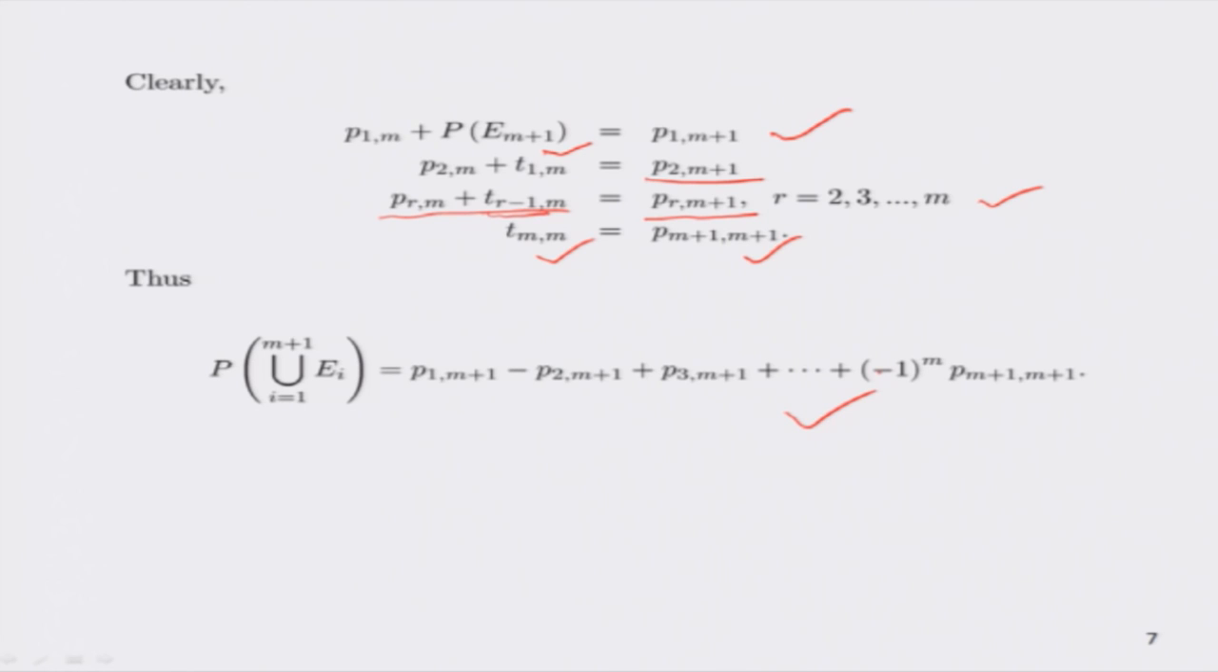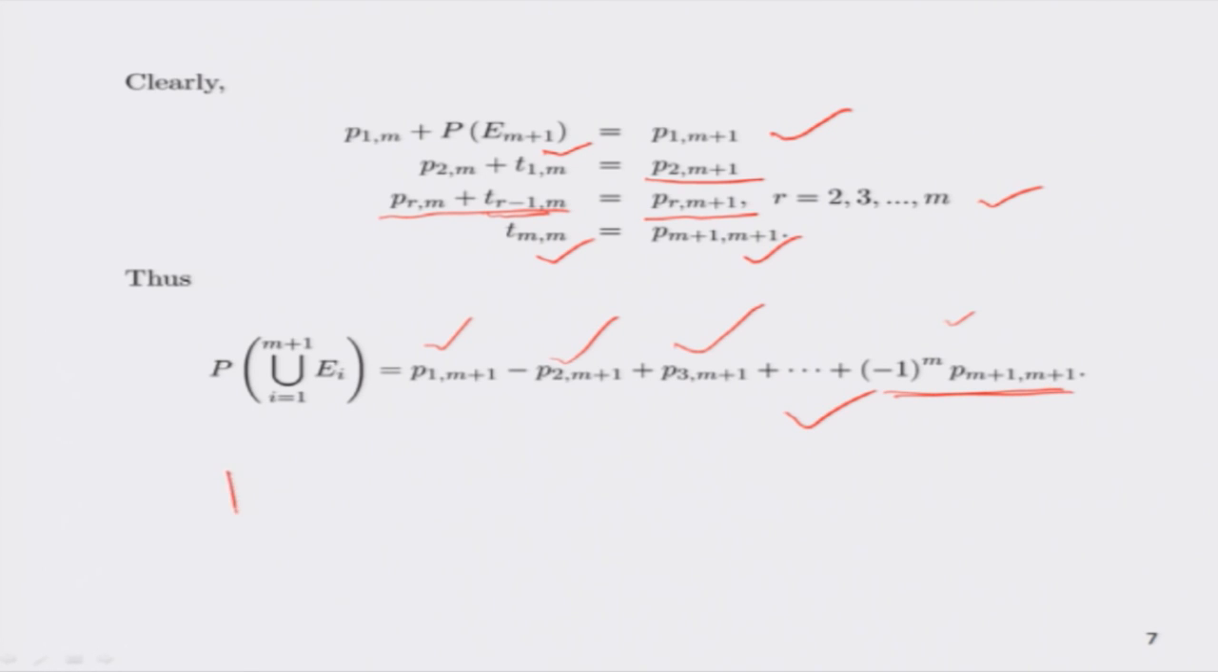So notations are a little bit involved, but the expression is simple. You first look at the sum of all probabilities taken one at a time, then consider alternate sign: minus the sum of probabilities of all events taken 2 at a time, plus the sum of probabilities of all events taken 3 at a time, and so on, plus or minus 1 to the power M plus 1, the sum of all events taken together. So this is what the result is for M plus 1.